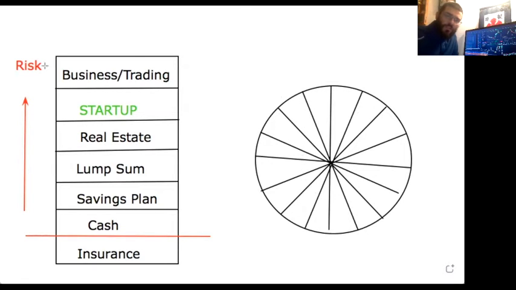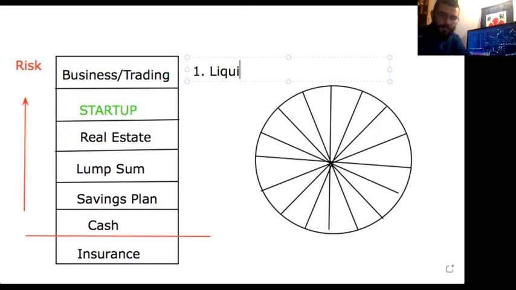There's a number of reasons why we consider this. First, let's consider the major drawback of startup investing. Number one, the number one major drawback to startup investing is liquidity. Okay. Once you're invested, you're in until the end. This is the number one problem.